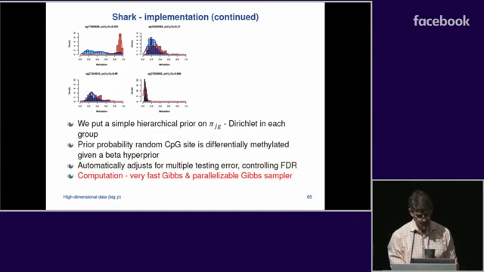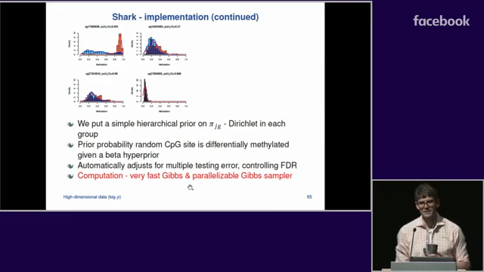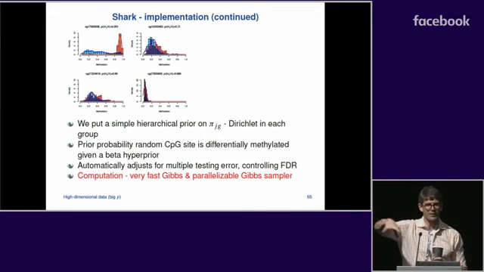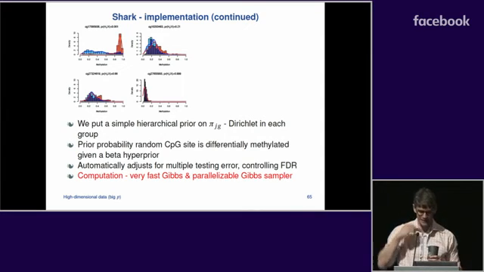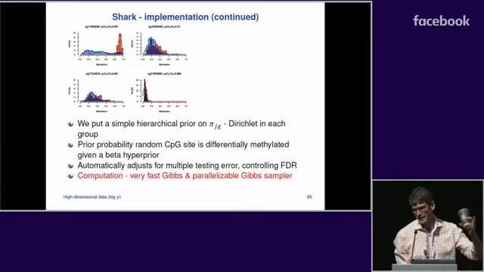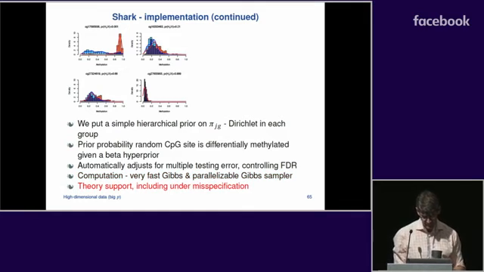controlling false discovery rate automatically within a Bayesian multiple testing framework. And the computation is extremely fast, because if we use fixed kernels, we get conjugacy everywhere else except for one little piece where we can just use a simple parallelized Gibbs sampler. And so we can run this for hundreds of thousands or millions of different sites quite seamlessly. And we have some theory I won't talk about.